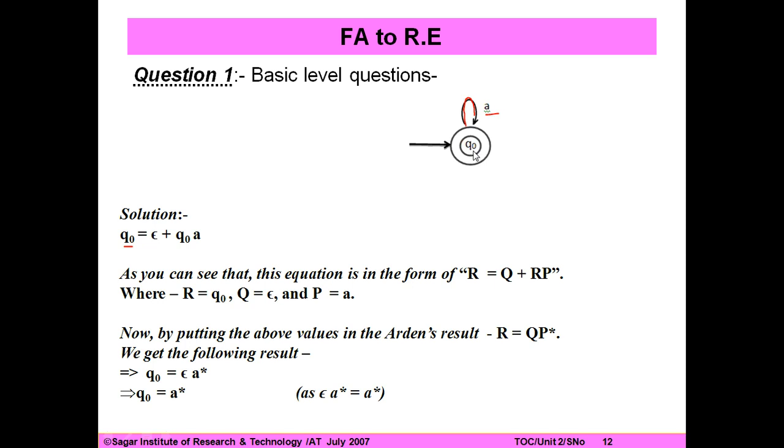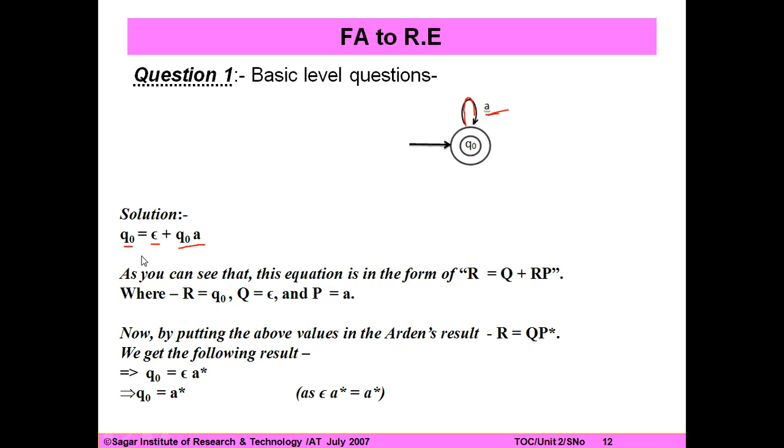Because this is an initial state, we'll have to add epsilon. Whether we are providing any input or not, we are in this state itself. That's why we have added this epsilon, plus the input provider is Q0 for the input A, and that's why we have written this one.